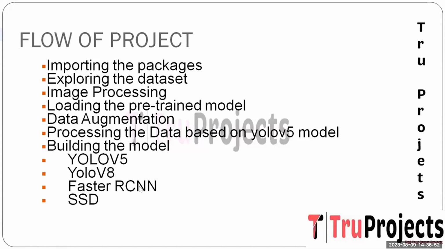And the next one is Faster RCNN. It is a widely used object detection architecture that employs a two-stage approach. It uses a region proposal network to propose the potential object regions and then performs the object classification and bounding box regression on these proposals.